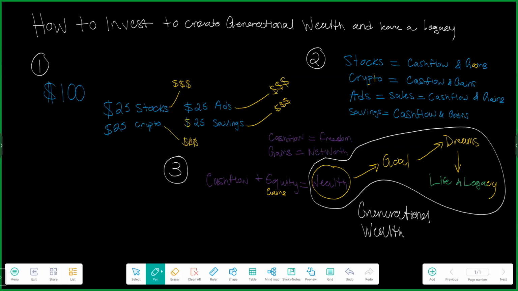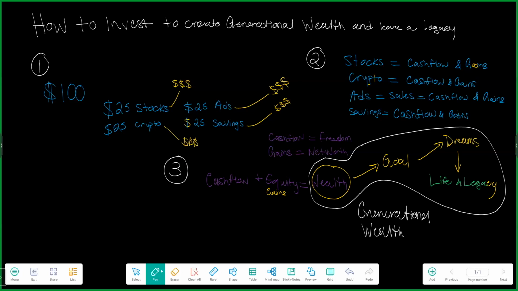All right, so we move down here now to step number 3. Cash flow equals freedom, gains equals net worth. We need to combine the two to become wealthy, okay? So the formula goes like this: cash flow plus equity, also known as gains, equals wealth.